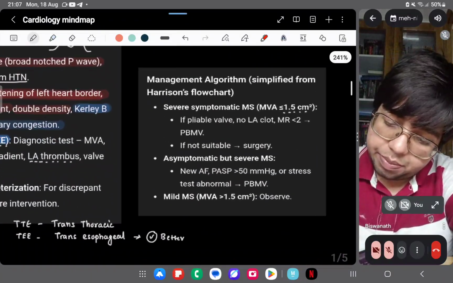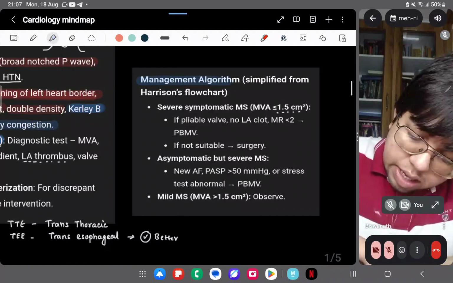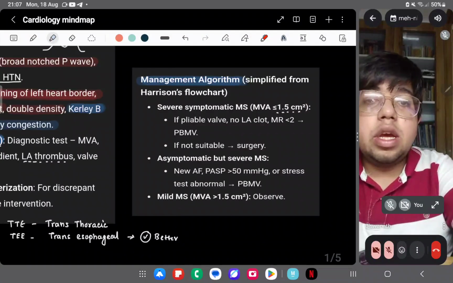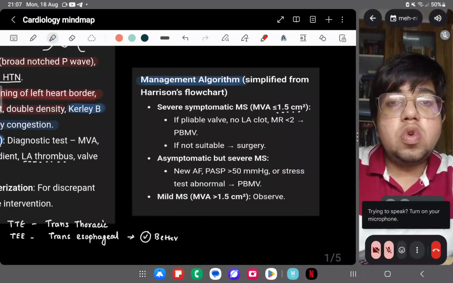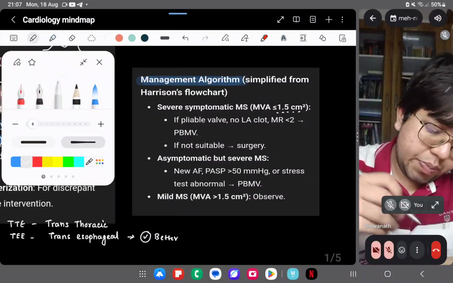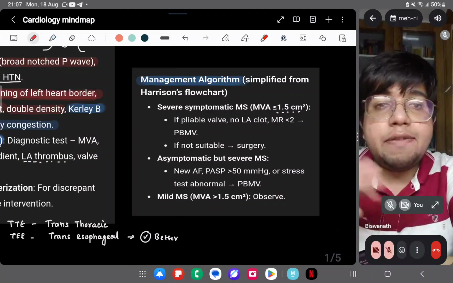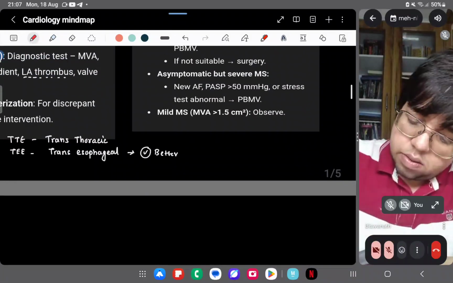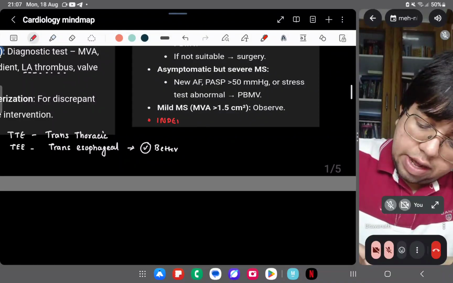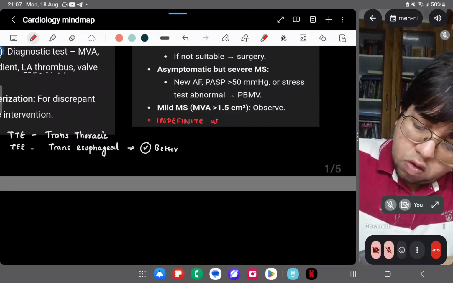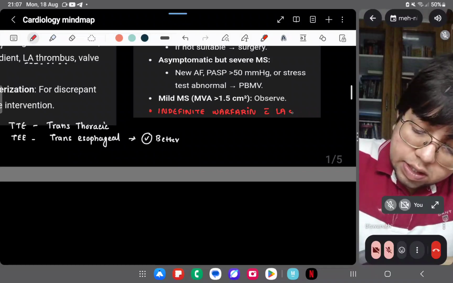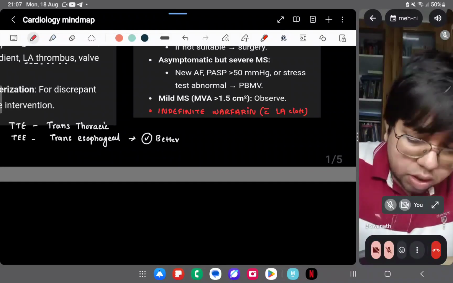Management algorithm according to Harrison's. We give anticoagulants to those with clots. With LA clots, we give indefinite warfarin. Just write here, indefinite warfarin to patients with LA clots.